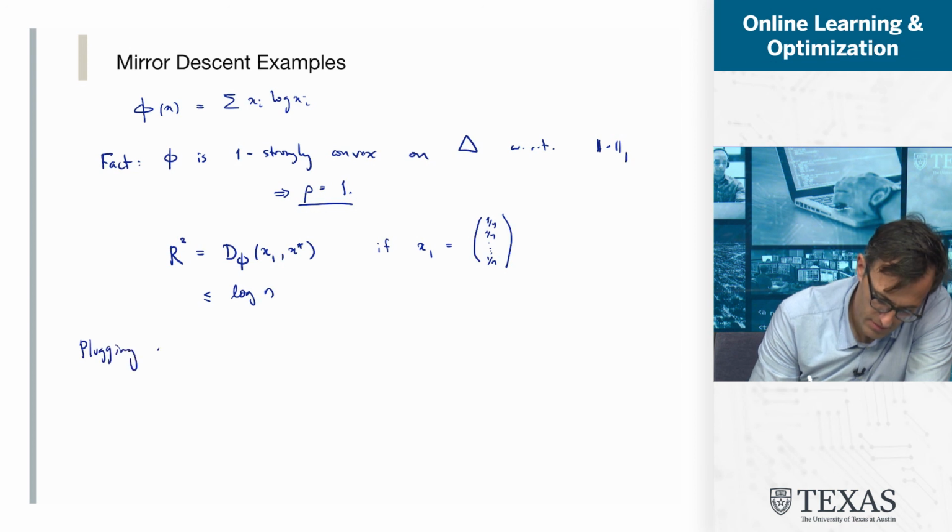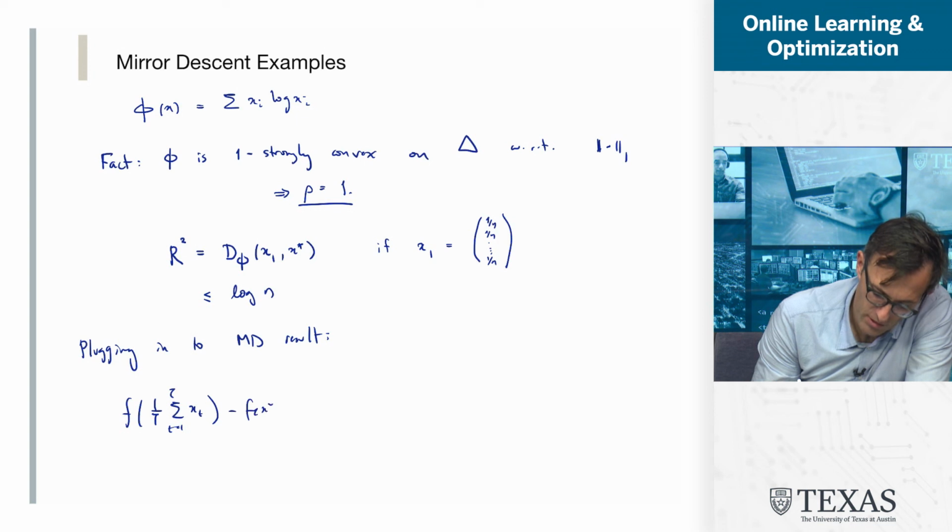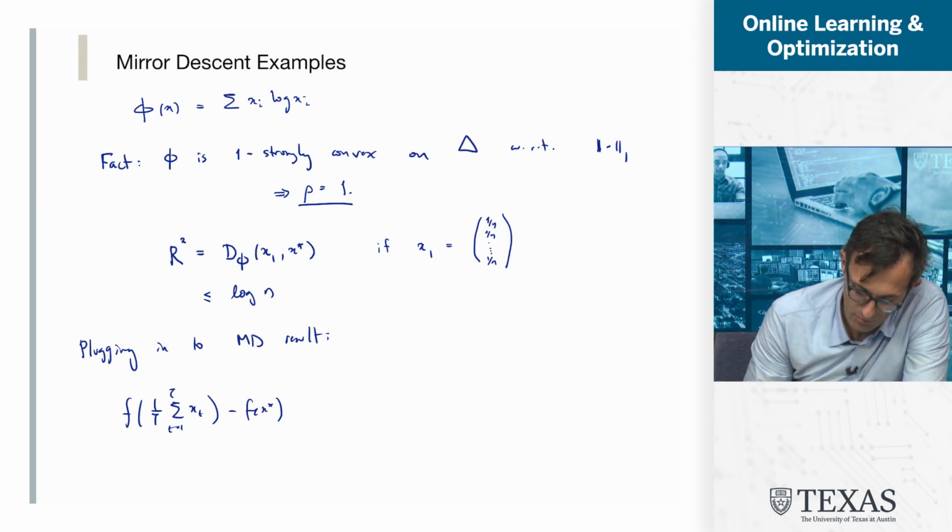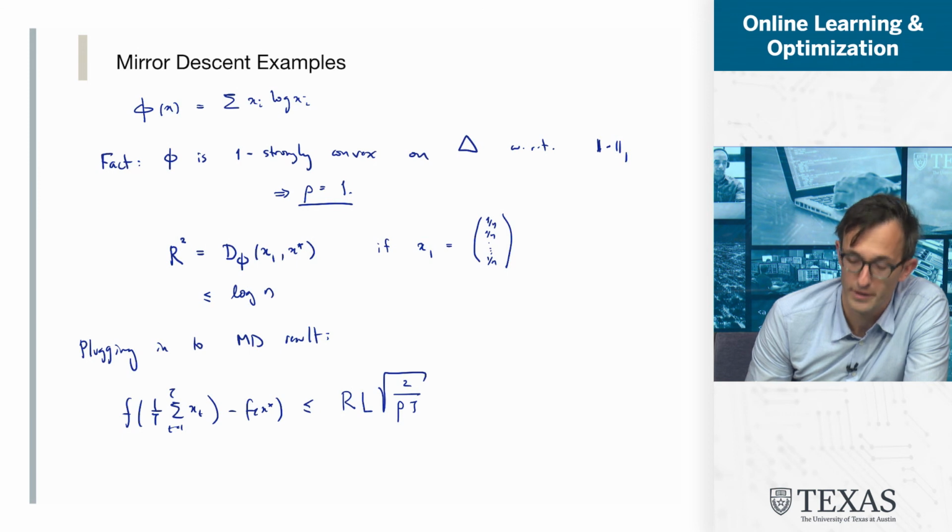Plugging in to the mirror descent result. What does the mirror descent result say? It tells me that f of 1 over t times the sum of xt, minus f of x star, my suboptimality, will be upper bounded by R times L times the square root of 2 over rho t. This is my generic result. Let's plug in all our numbers.